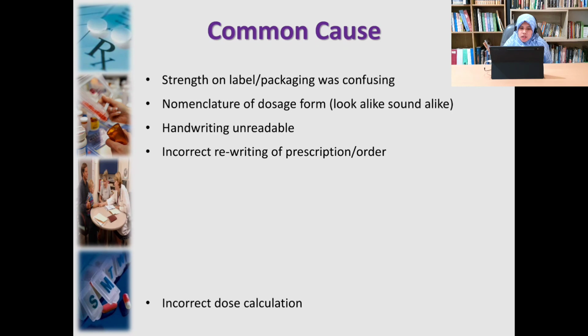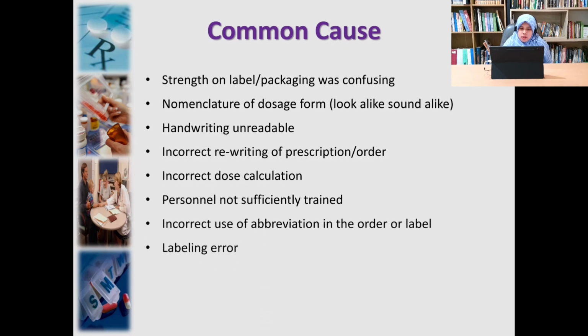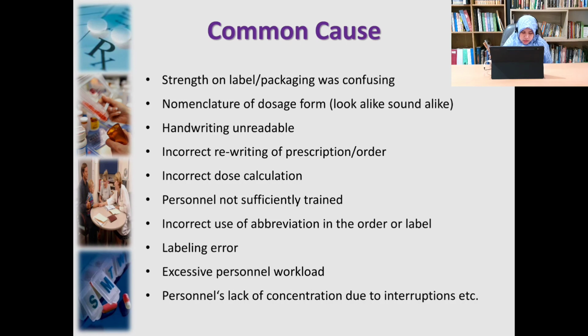And these are several common causes of medication error. The first one is that the strength on the label or packaging was confusing, because some of the packaging from one industry has the same pattern. The second one is look-alike, sound-alike drugs, and unreadable handwriting. So nowadays some hospitals have developed computerized prescribing to prevent unreadable handwriting, especially in the etiquette or in the prescription by the physician.